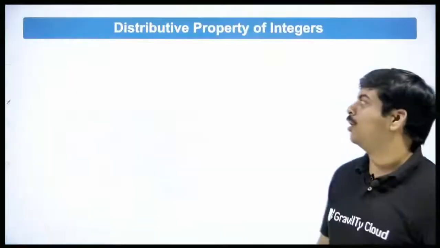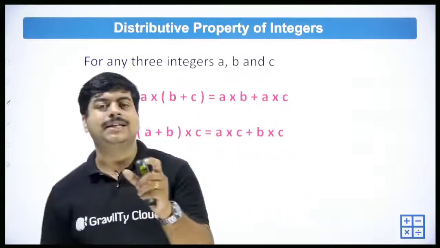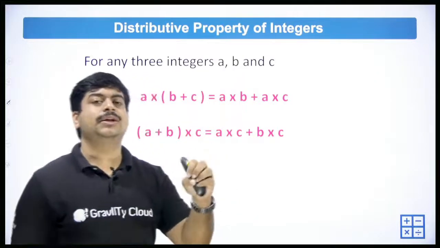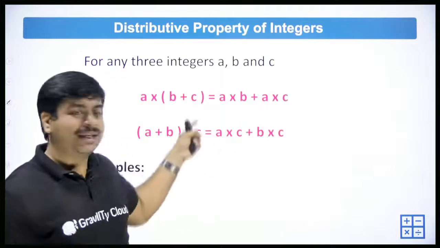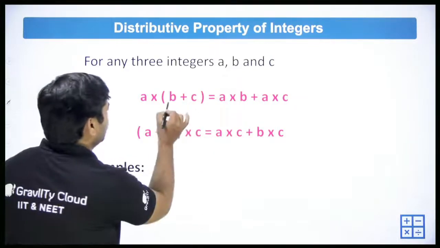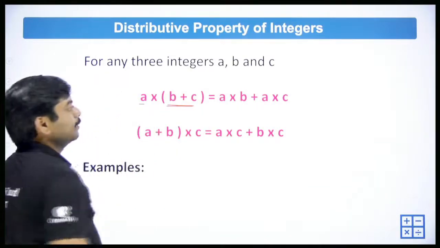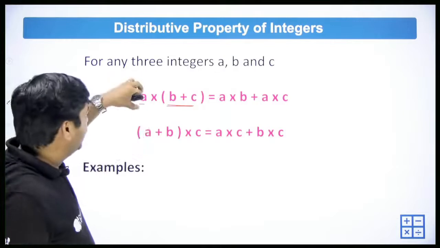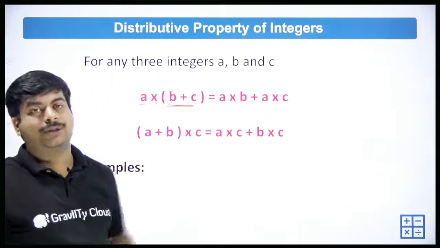So what is that property all about? The name itself, distributive, says that we are distributing something to the remaining numbers. What are we distributing here? For example, B plus C is there, and A is there. Three numbers are there. We are distributing A to both the numbers B and C with multiplication.